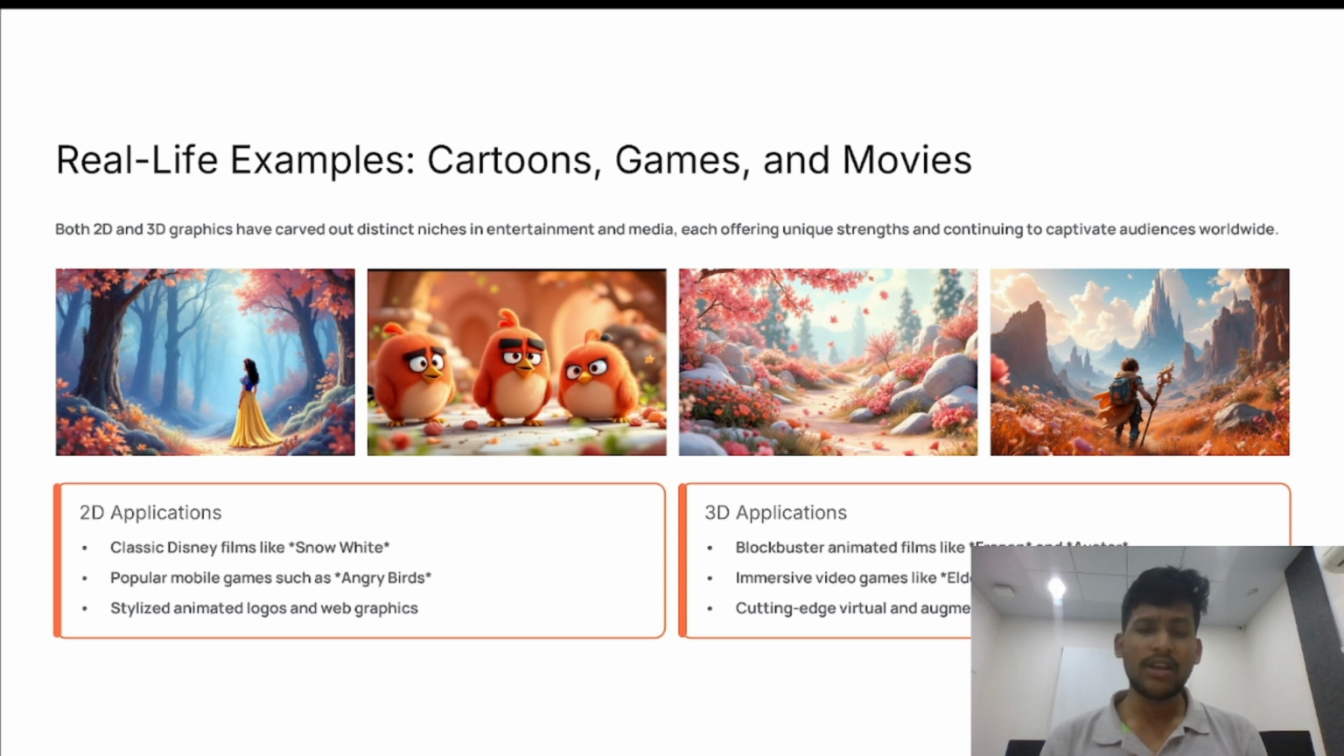3D applications like blockbuster animated films like Frozen and Avatar, impressive video games like Elden Ring, cutting edge virtual and augmented reality experiences. You can explore more examples like that for 2D and 3D. I have shown some pictures for that.